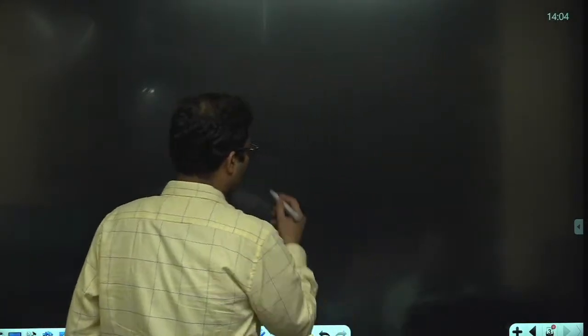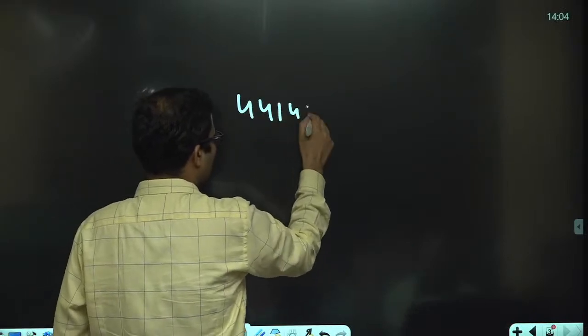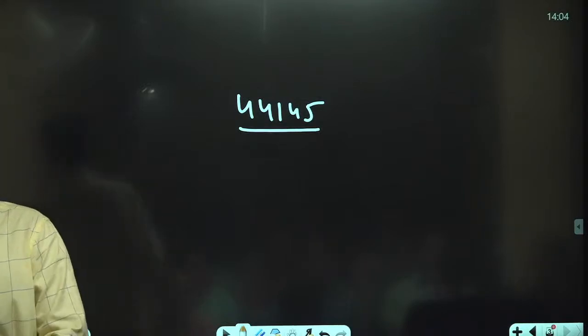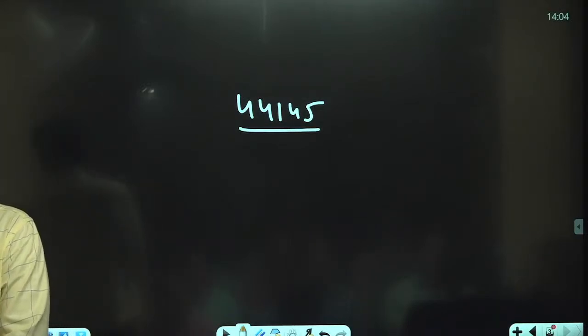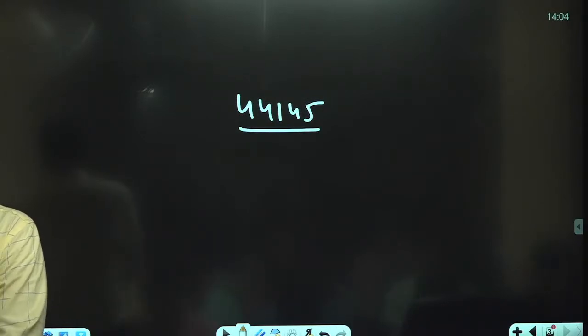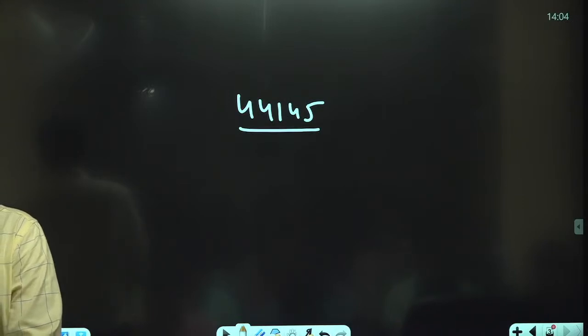Now you check 44,145. Is this number divisible by 2? No. What will be the remainder? Next is divisibility of 4.